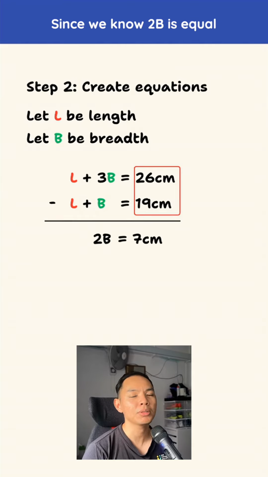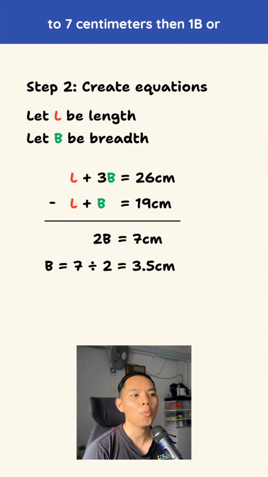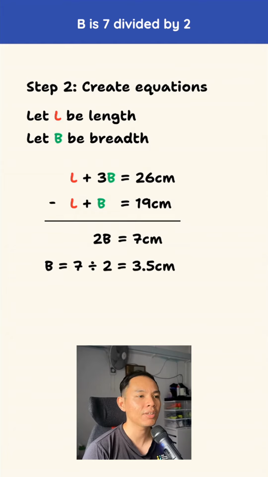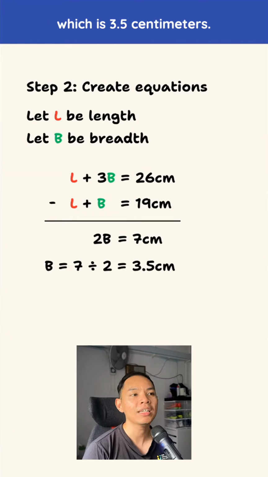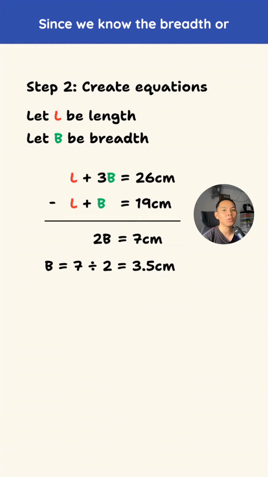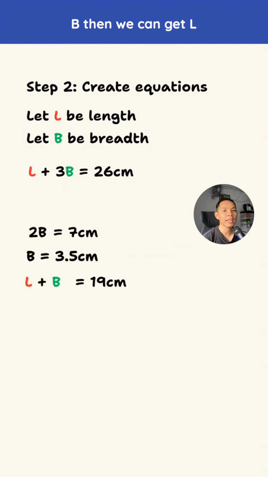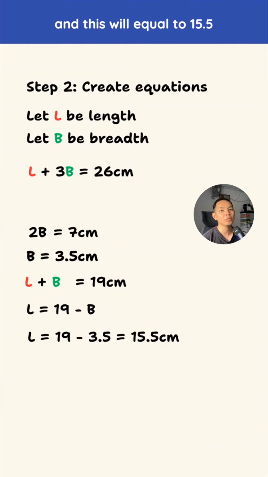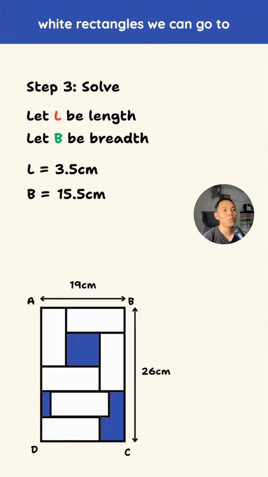Since we know 2B is equal to 7 centimeters, then 1B or B is 7 divided by 2, which is 3.5 centimeters. Since we know the breadth B, we can get L, the length of the rectangle, which is L equal to 19 minus B, and this equals 15.5 centimeters. So from here, we already know the length and breadth of the white rectangles.